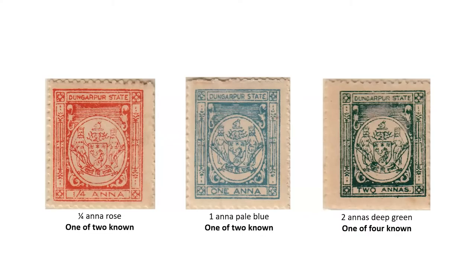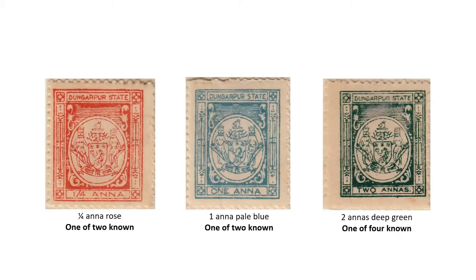It belonged to a friend of mine in the UK, and I had to give up quite a bit to have it. It was actually a horizontal pair, and I convinced him to split it up so I could have one, because his collection is going to be donated to the British Museum. So the other copy will end up in the British Museum at some point, and this will be the only known example in private hands. The middle stamp also is one of two known.